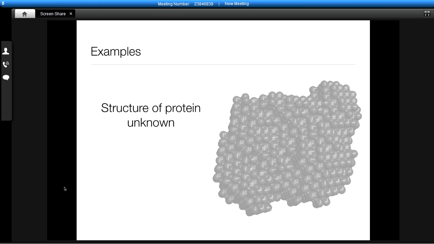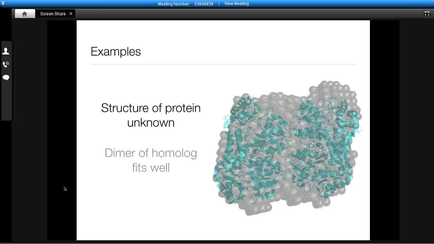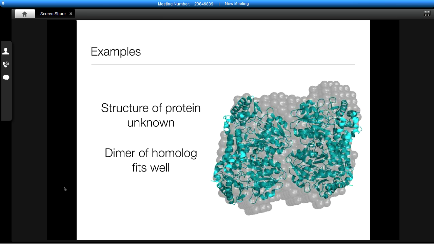So just one more quick example. This was a case where we had a structure of a protein that was unknown, and it still hasn't been solved. But there is actually a homolog that's available in the PDB, and it turns out that the dimer of that homolog fits very, very well.